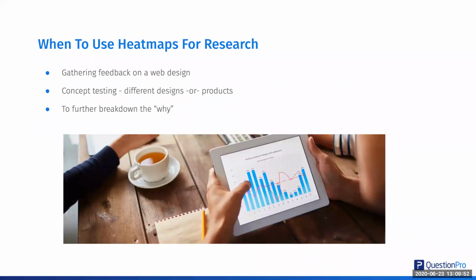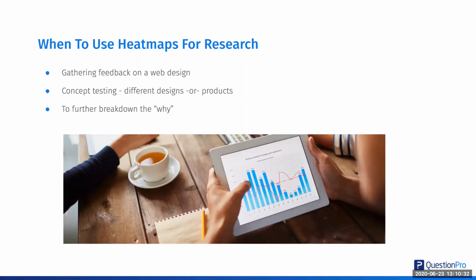So when do you want to use heat maps for research? I've briefly covered this, but one key way is if you want to gather feedback on a web design. What does your audience find to be attractive or least attractive about your website or your web page? Where is your audience most likely to navigate or click? Sometimes it's not just about what they like, but also getting into the persona of your audience and understanding, if they were on this page, where would they want to go to navigate, or what buttons would they want to click?